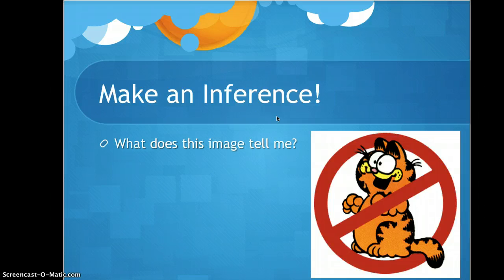So make an inference. What does this image tell me? Well, I see that there's a cat, and it's Garfield. I know that because of my prior knowledge of reading comics and knowing that this is Garfield, but some of you might not have that same prior knowledge. So I know that this cat is Garfield, but I know that this red circle with a line through it tells me kind of no, or don't enter, or it's not something that we want. So that means there's no cats. To me, in that area or whenever I'd see that sign, it would say no cats.